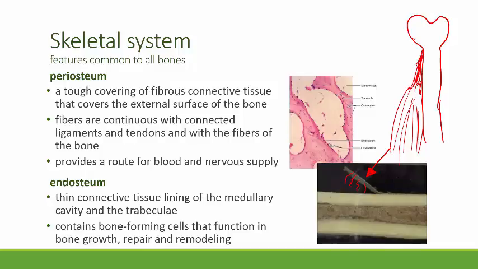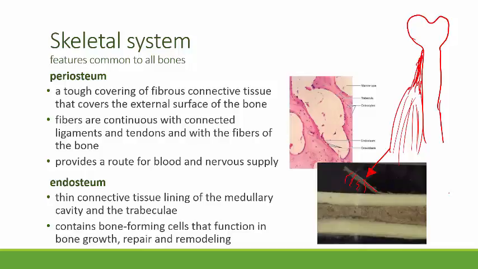So that creates a really strong connection between the muscle and the bone, or between the ligament and the bone, because these fibers are interwoven and interconnected and continuous from one structure to the next. And it makes it difficult to say exactly where the tendon ends and the periosteum begins. So this also provides a route for blood vessel and nervous supply. There will be blood vessels found in this periosteum layer that supply the bone with blood vessels and also the nerves.